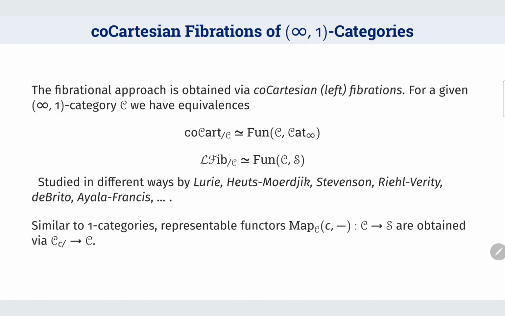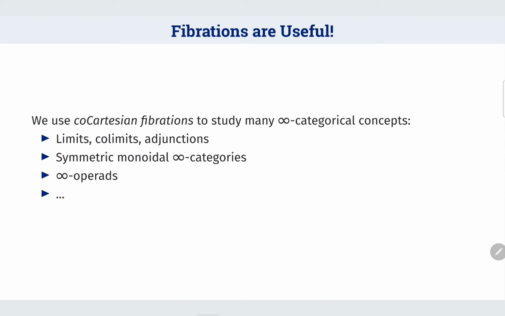And as a nice result, if we apply this correspondence between fibrations and functors to the undercategory, we precisely recover representable functors, which is exactly what we wanted and expected. These fibrations have been applied extensively all throughout the world of infinity categories. We can use them to define limits and colimits via studying categories of cones or cocones. The first definition of adjunctions of quasi-categories as defined by Lurie was via Cartesian or coCartesian fibrations. We can then use them to study algebraic structures, symmetric monoidal infinity categories, infinity operads, and so on. So fibrations of infinity categories have proven very effective and powerful in studying the theory of infinity categories.